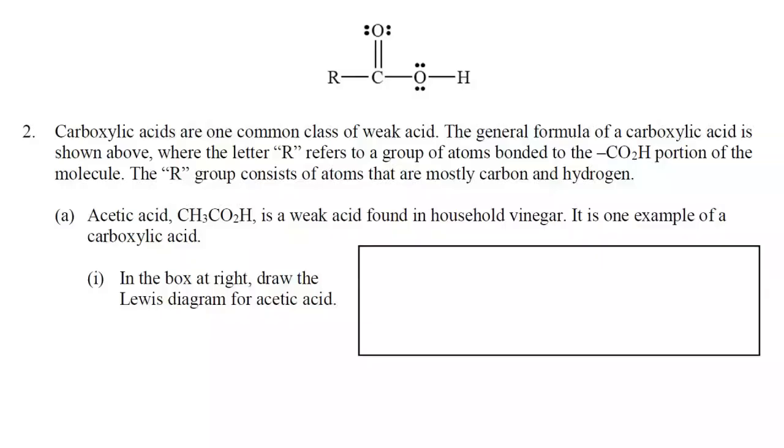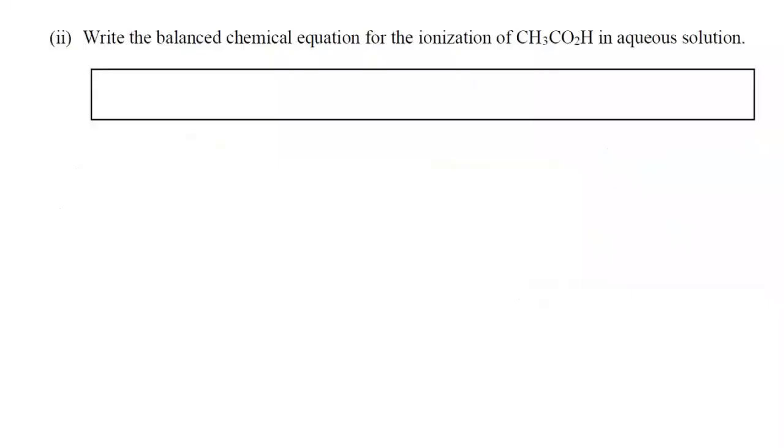Part 1, in the box at right, draw the Lewis diagram for acetic acid. So we know that there is a carbon doubly bonded to an oxygen, and that carbon is also singly bonded to an oxygen and then bonded to a hydrogen. But the R is CH3. So here is the Lewis diagram for acetic acid. You have a carbon bonded to 3 hydrogens, and that carbon is connected to the CO2H portion of the carboxylic acid molecule.